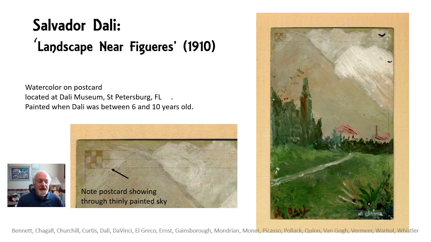Salvador Dali is the artist, and the title of the painting is A Landscape Near Figueras, done in 1910. It's a watercolor on a postcard, and it's believed to be his earliest surviving painting, produced when he was somewhere between 6 and 10 years old. Dali's subject in those early years, landscapes and buildings in and around Figueras and Cadaqués, the areas in which he was most familiar.